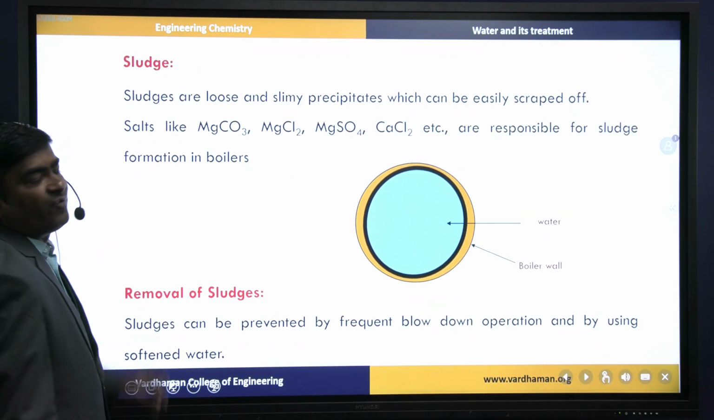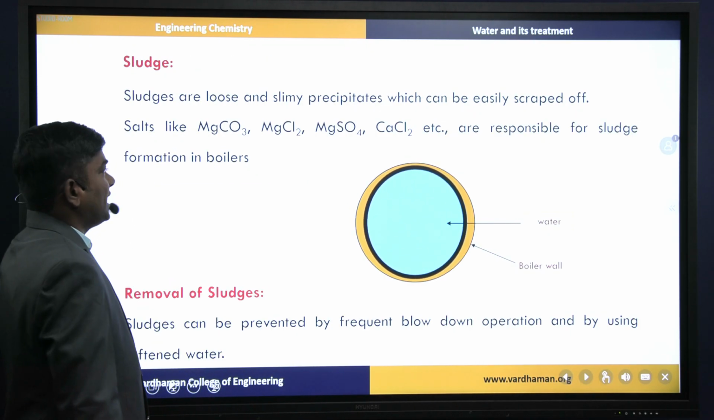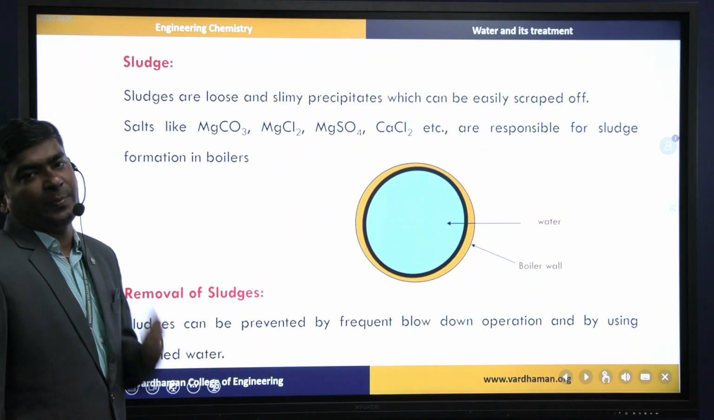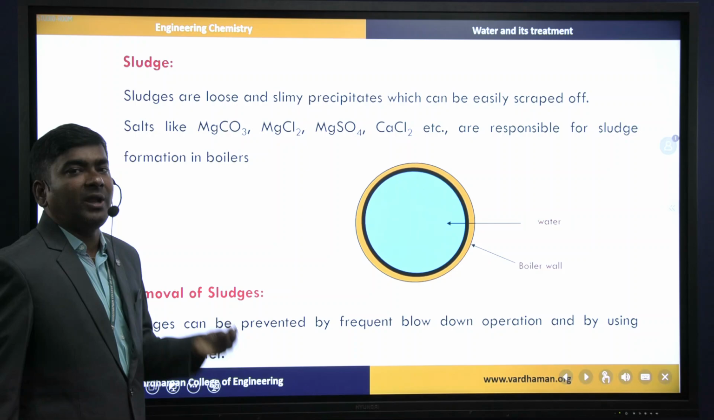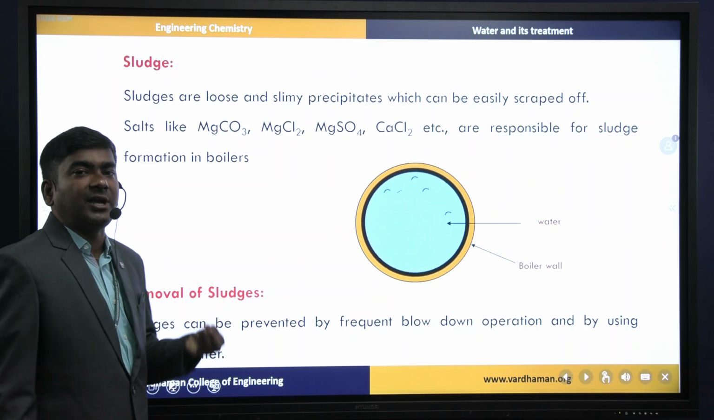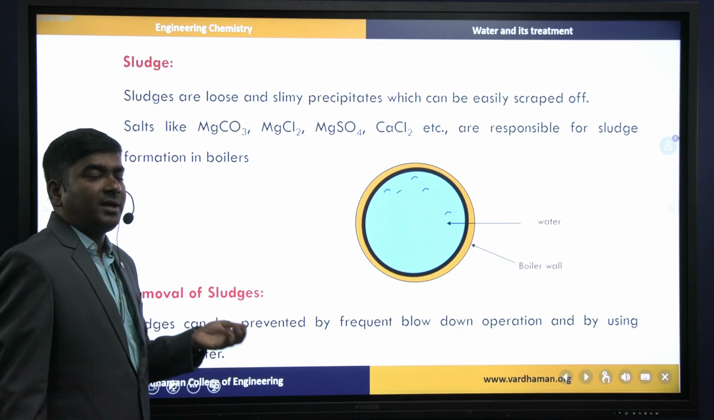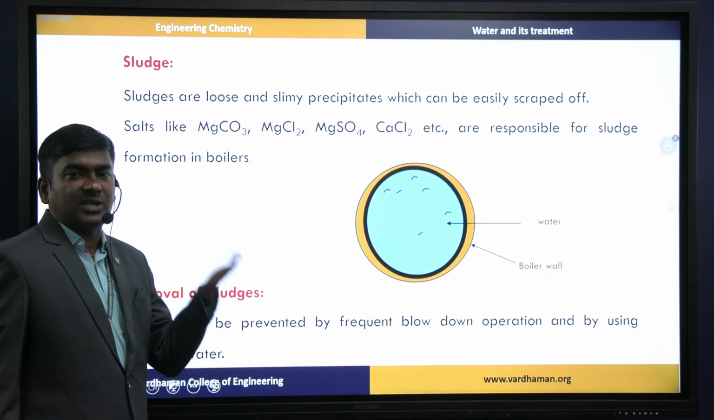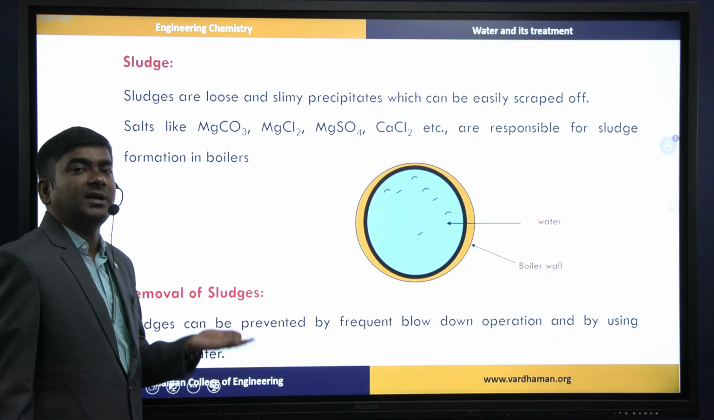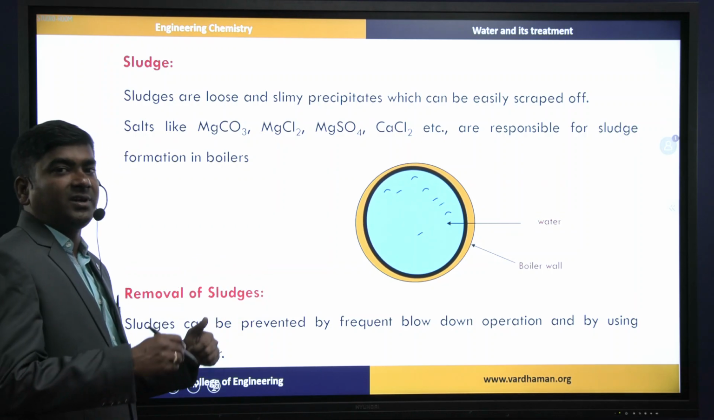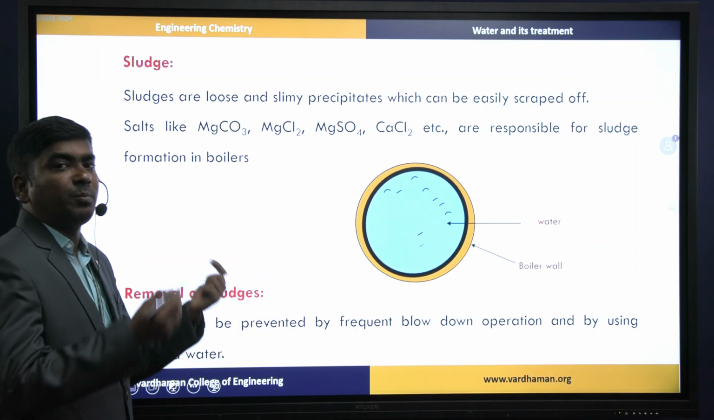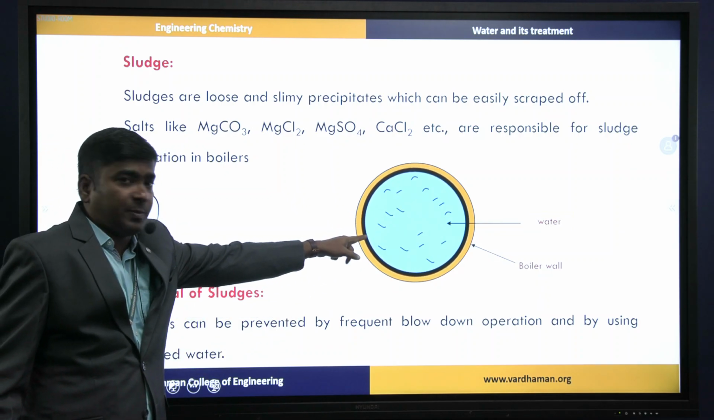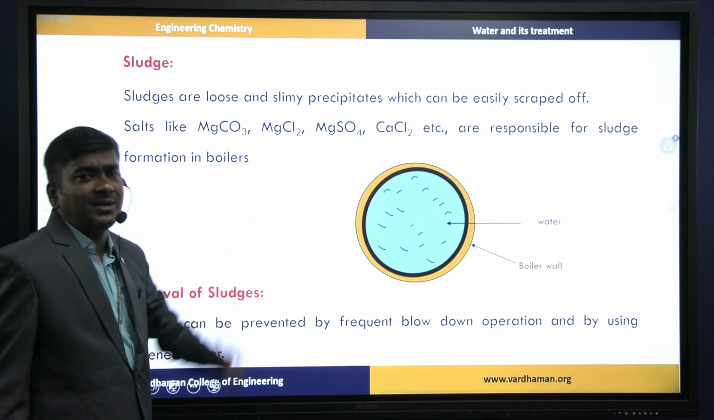So, sludge formation. What are sludges? Sludges are nothing but loose slimy precipitates. They are thrown out when we are continuously giving temperature. When we continuously give temperature, water gets evaporated, the concentration of the dissolved salts increases, so precipitates are forming. If that precipitate is a loose, slimy precipitate, those are called sludges.